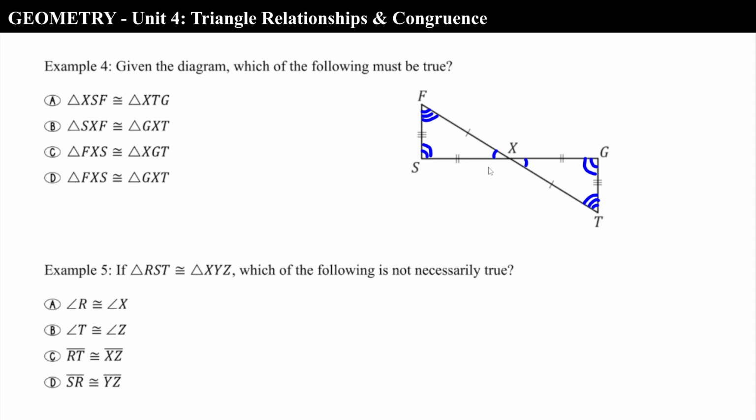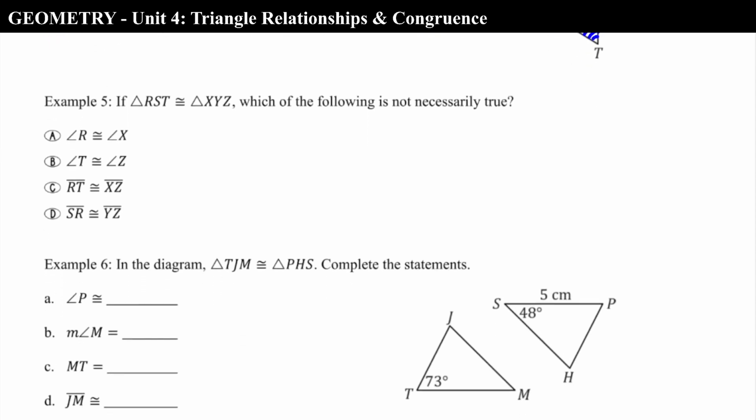XSF, so 1, 2, 3, is congruent to XTG. So it should be 1, 2, 3. 1, 3, 2. That's not going to be it. XFF, so 2, 1, 3, is congruent to GXT. GXT, 2, 1, 3. Okay, we found our answer. It is B. And you can check the other two for yourself to see that they are not congruent statements.